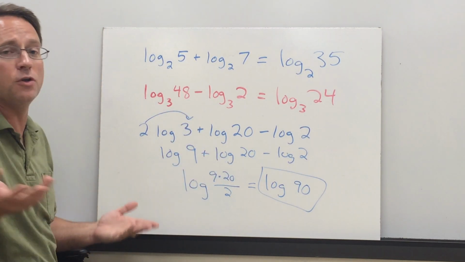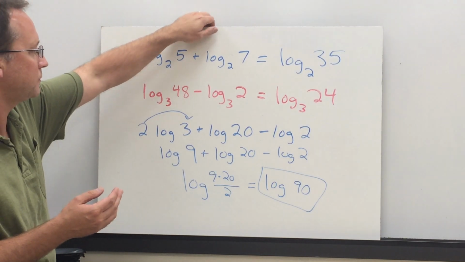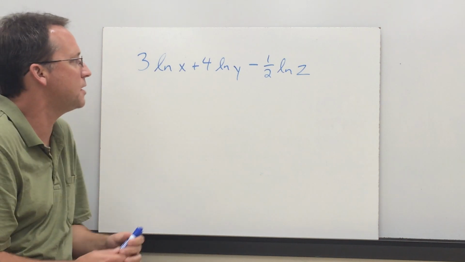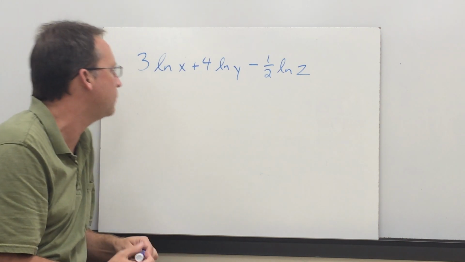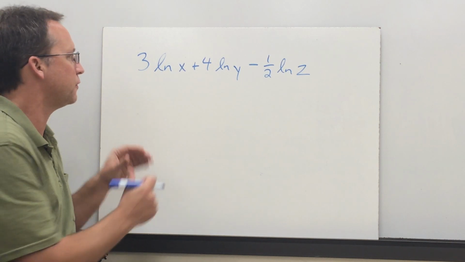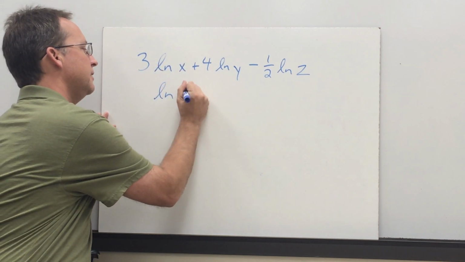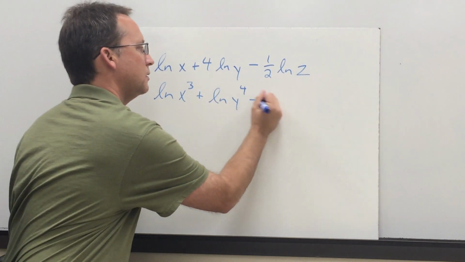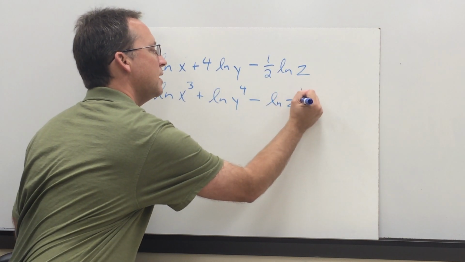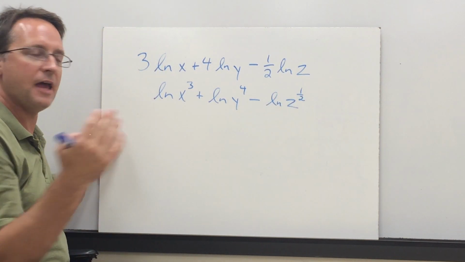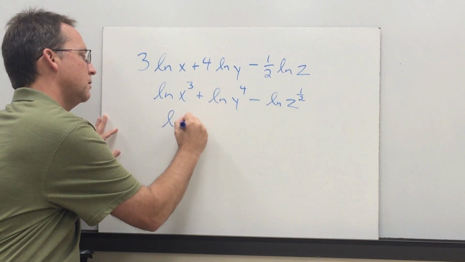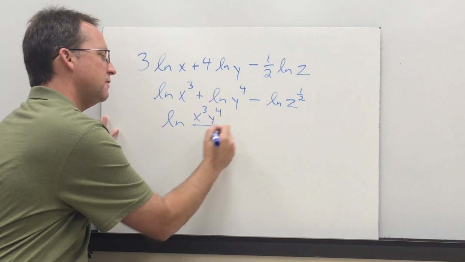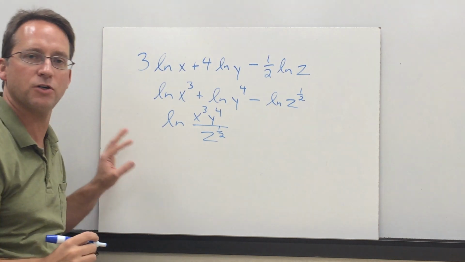Right? You can do this with variable expressions as well. Like so. Did a natural log this time. Again, same base, base e all the way through. So let's take care of the coefficients first. 3 ln x can be the ln of x cubed. This can be the ln of y to the fourth. This can be the ln of z to the 1/2. Now, adding these two logs together, multiply the arguments, subtracting this log, divide that argument. So your expression might look like this.